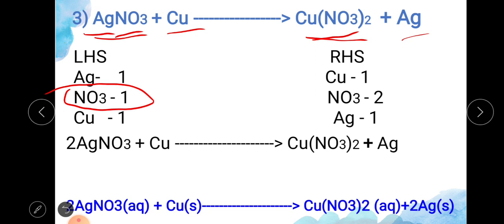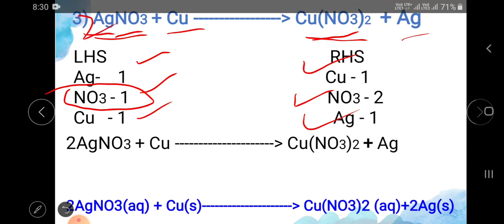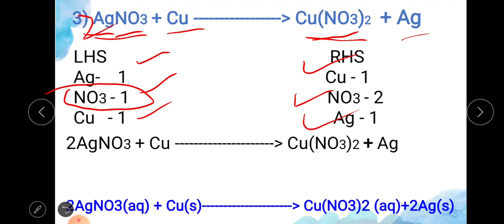How many nitrates are there in the reactant? 1. How many nitrates are there in the product? 2. Silver 1, nitrate 1, copper 1, all are 1 only here. But here copper 1, nitrate 2, silver 1. So to make the nitrate balance, what should we do now? Just write 2 behind the silver nitrate. So 2 AgNO3 plus 3 Cu, CuNO3 taken twice plus Ag.